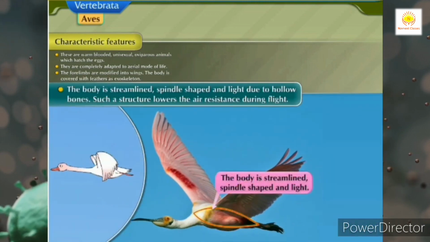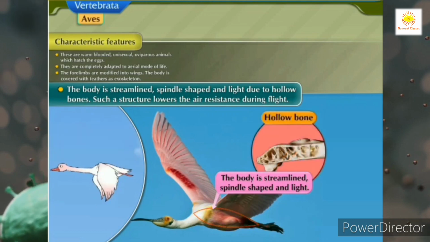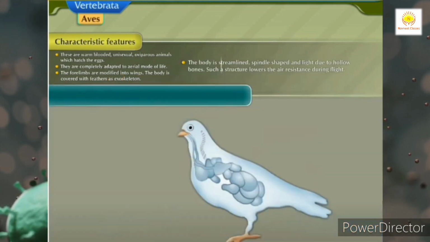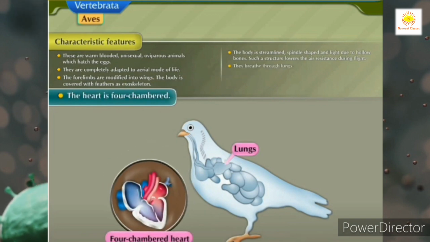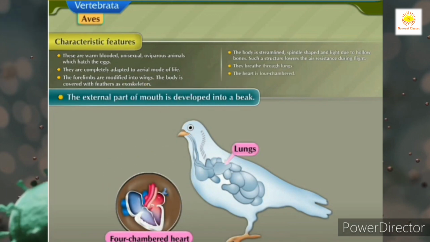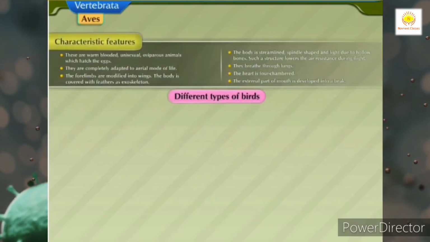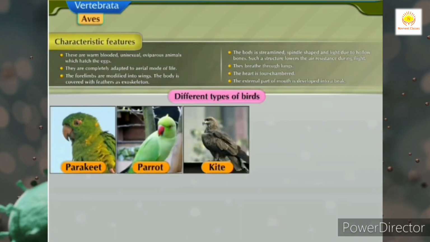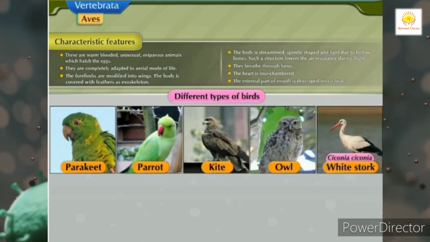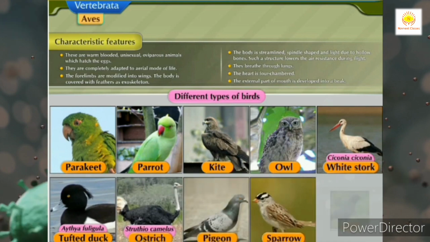The body is streamlined, spindle-shaped and light due to hollow bones. Such a structure lowers the air resistance during flight. They breathe through lungs. The heart is four-chambered. The external part of the mouth is developed into a beak. The different types of birds are such as parakeets, parrot, kite, owl, white stork, tufted duck, ostrich, pigeon, sparrow and crow.